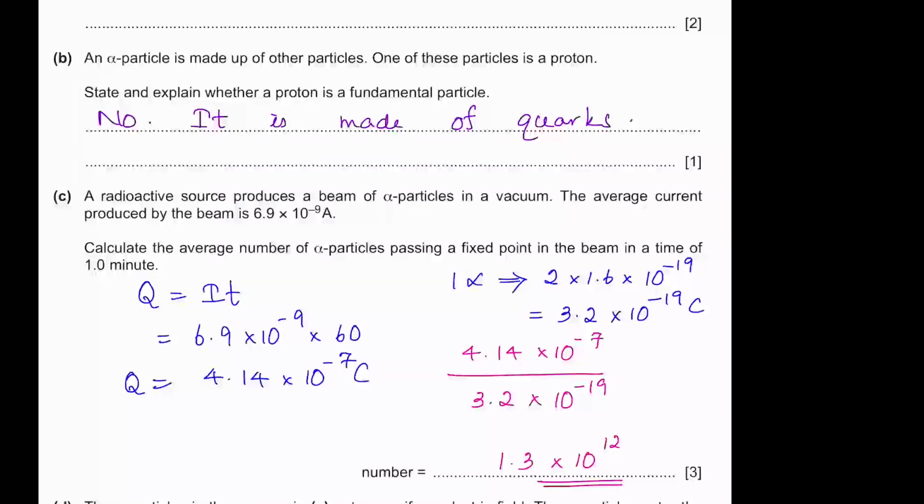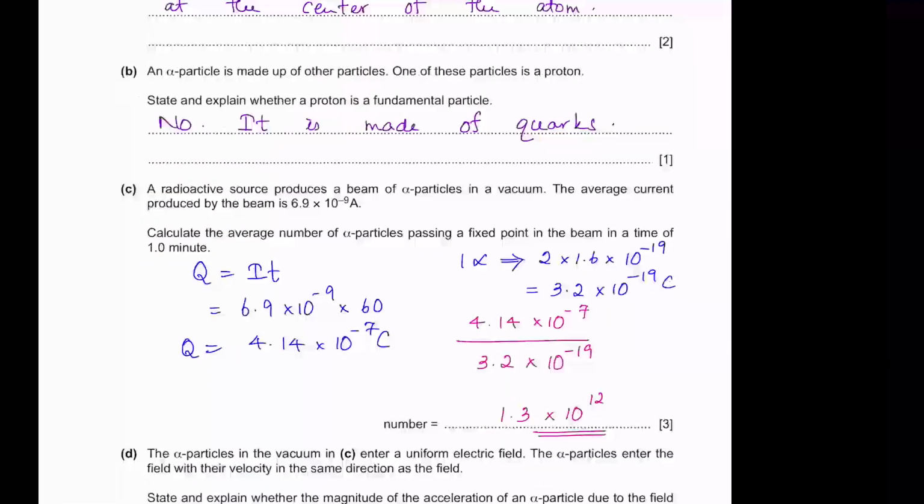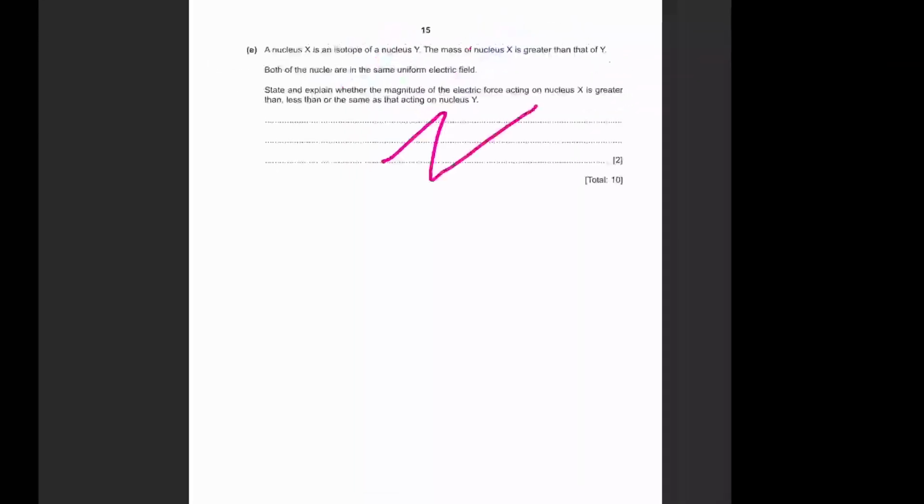And the next part is something to do with the uniform electric field, which is not in the syllabus for AS levels. Electric fields are removed from the syllabus in the new syllabus. So that's all for this paper. No, there's another part E, which is also to do with the electric field, so it's not there either.